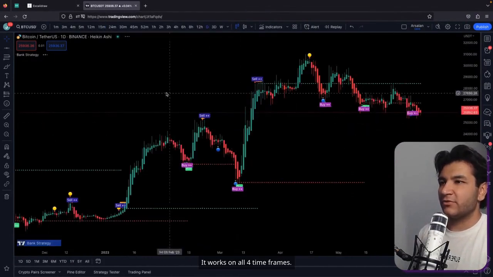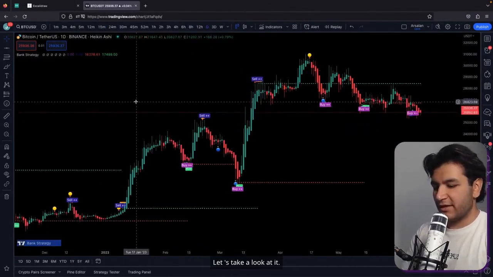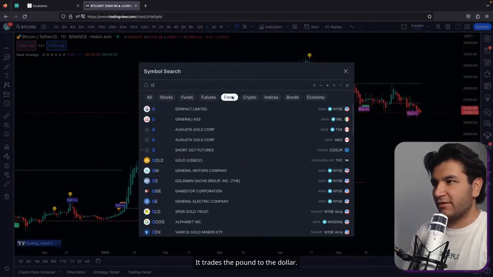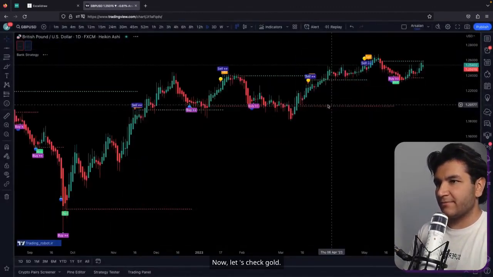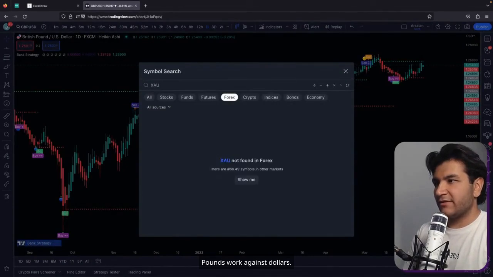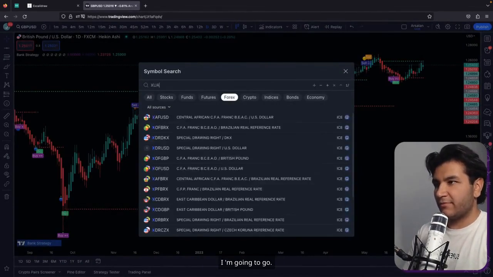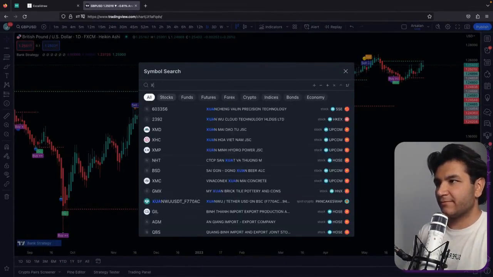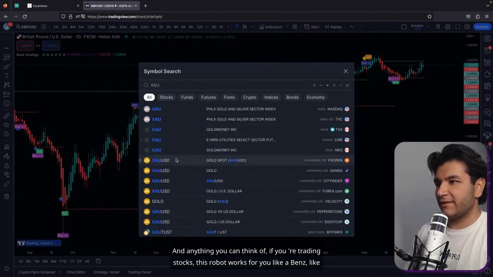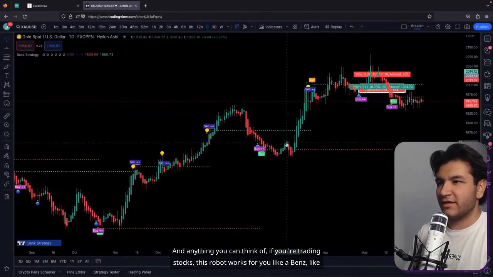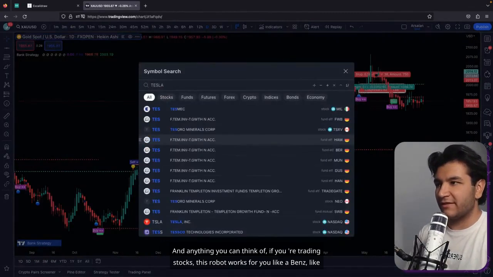It works on all 4 time frames. Let's take a look at it. It trades the pound against the dollar. Now let's check gold. The pound works against the dollar, and gold works too. And anything you can think of if you're trading stocks, this robot works for you like clockwork.